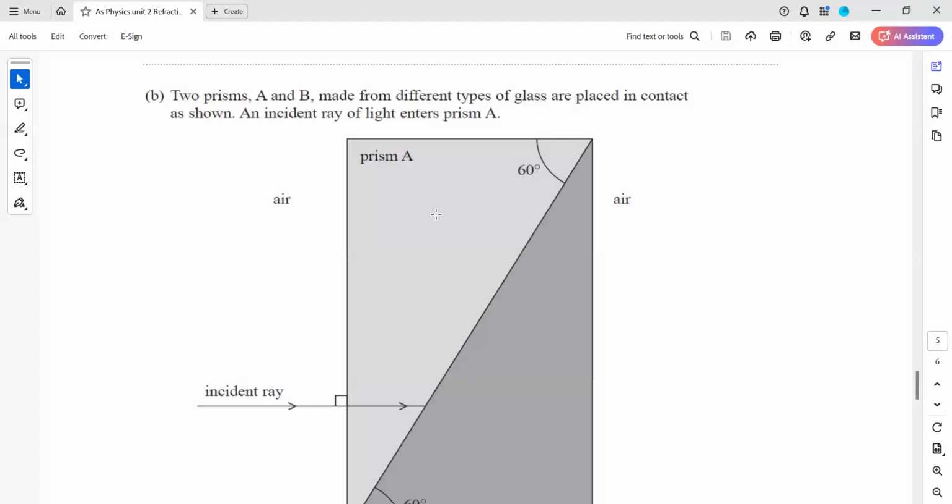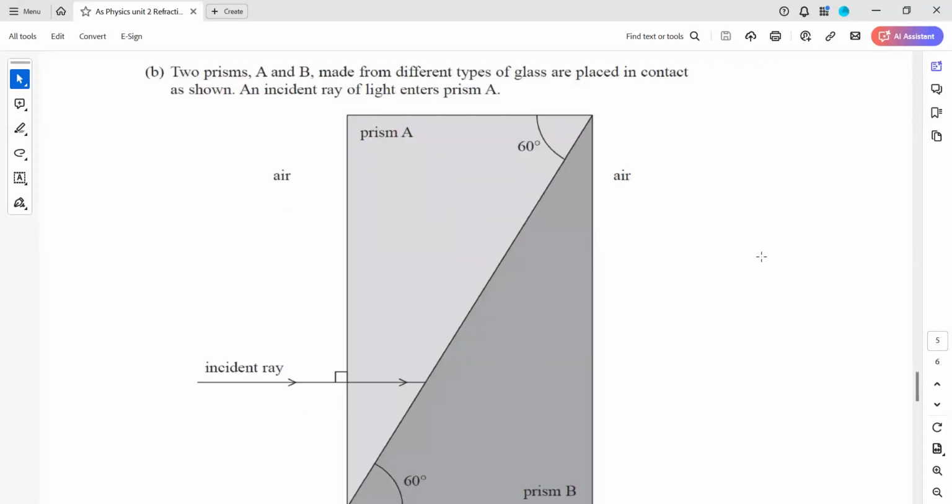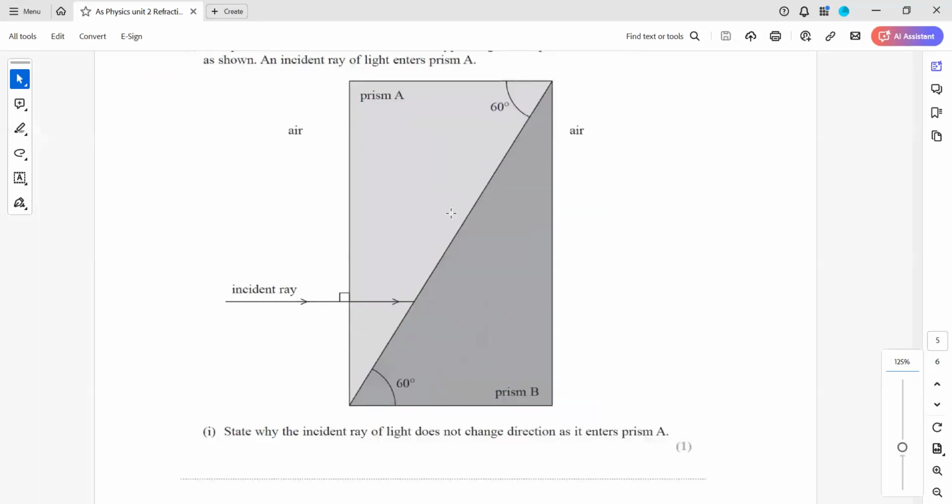Two prisms A and B made from different types of glass are placed in contact, as you can see. State why the incident ray of light does not change direction. Look, when the ray of light is passing along the normal, the angle of incidence is zero, so the angle of refraction will also be zero. It will change the speed, but it will not change the direction. So you will mention the angle of incidence is zero, so the angle of refraction should also be zero, or it is passing along the normal. That's the reason.